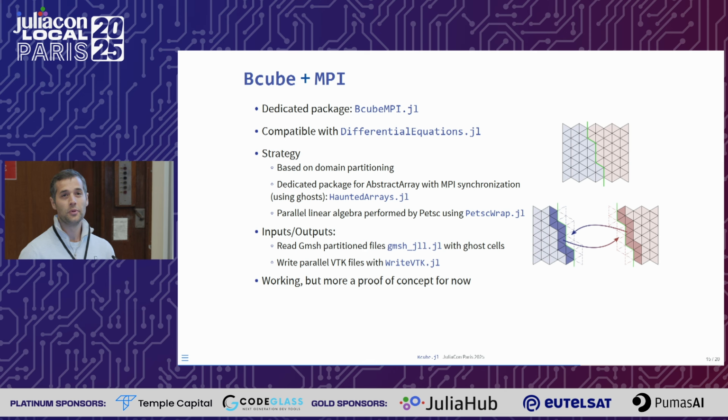Now, regarding distributed memory, we developed a BcubeMPI package because we were interested in the performance of Julia code with MPI, and there are not so many unstructured mesh solvers using MPI in the ecosystem. Our main concern was to make something compatible with DifferentialEquations, which is also not something that we found in the ecosystem yet. The strategy is quite classical and based on domain partitioning. You divide your mesh and give one portion of the mesh to each CPU, and they exchange information using a layer of ghost cells.